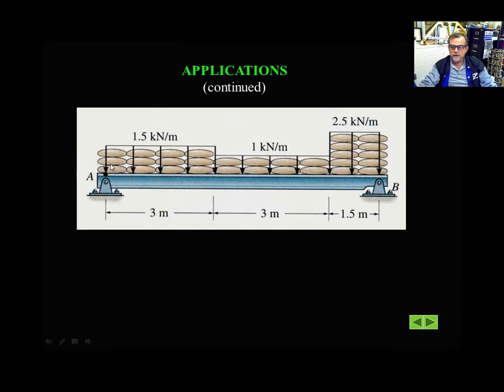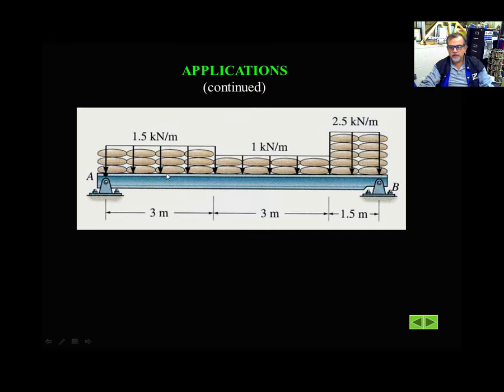Look at that beam, for example. That beam over there has these sacks over there, and you can represent those weights as different rectangular distributed loadings on top of that. Why rectangular? Because the idea is that the weight per length doesn't change. So if I go the first meter on this beam, I'm going to have 1.5 kilonewton.